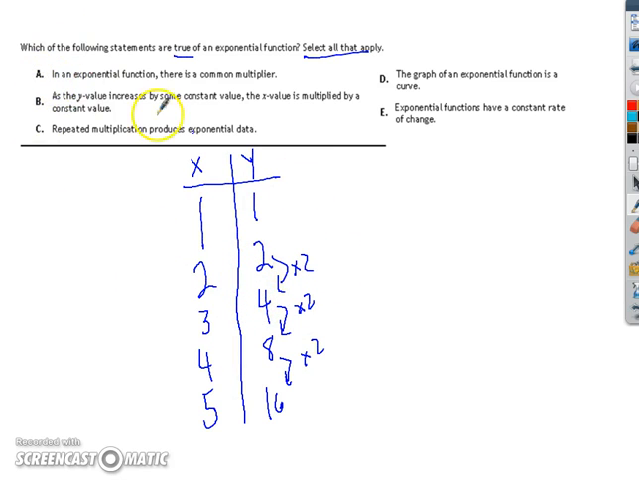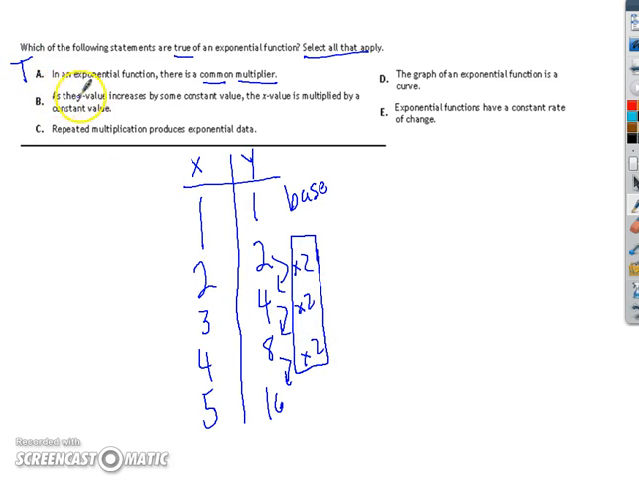So A, this is exponential, so it says in an exponential function there is a common multiplier. And that's exactly what this thing is here. I would call that a common multiplier, or the base, or the growth rate. In other words, it tells you how many more zombies you have. So there is a common multiplier to go from 2, 4, 8, 16, and that's what makes this exponential. So this is true. It has a common multiplier.